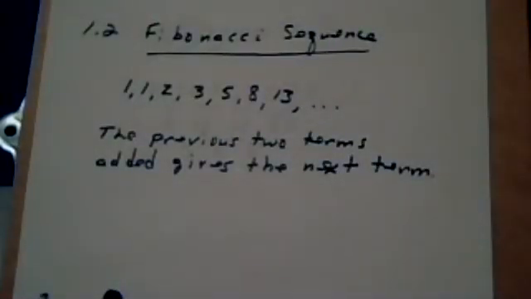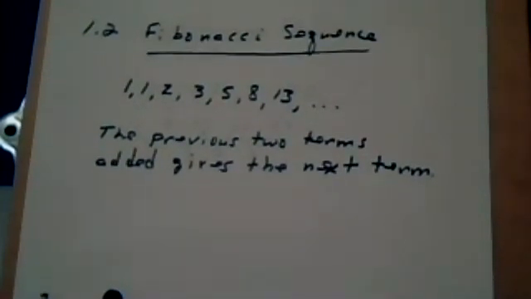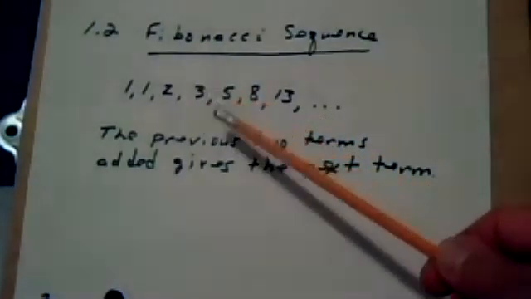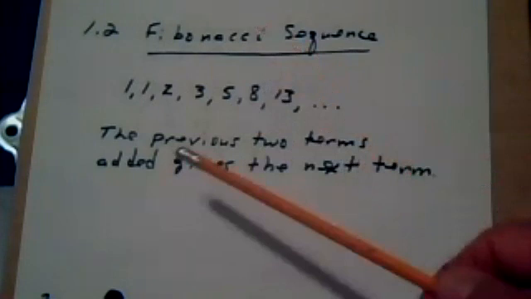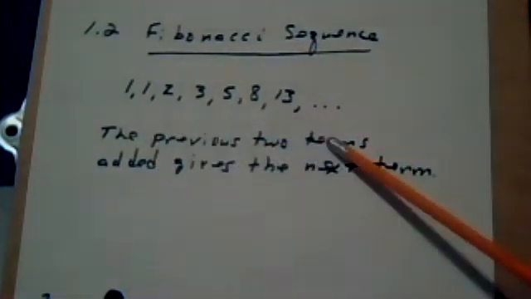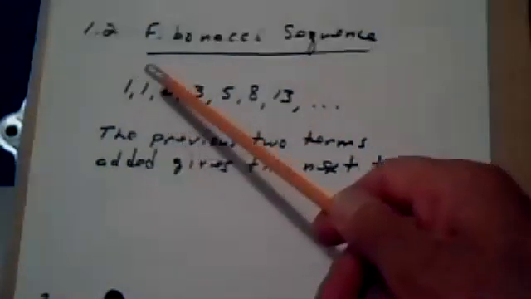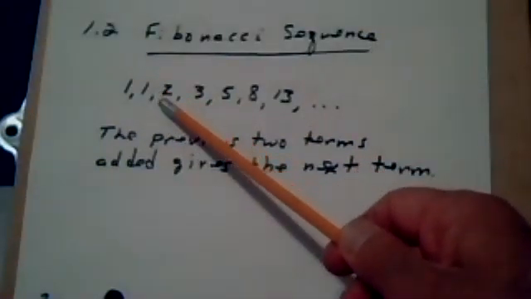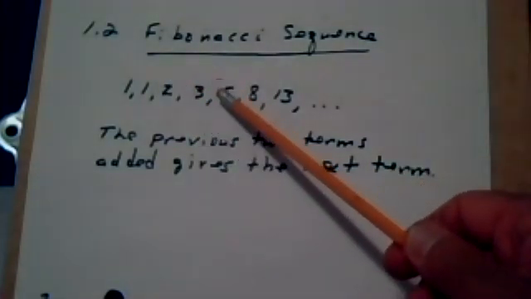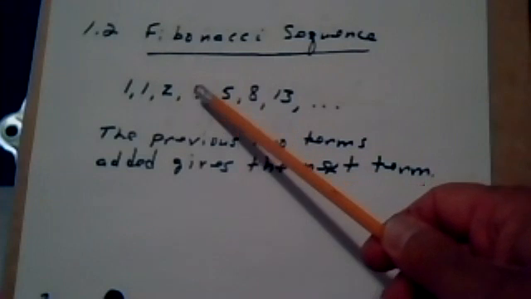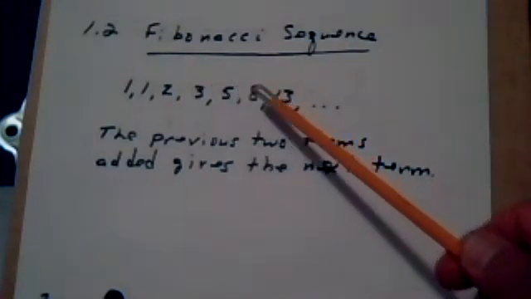This is the most famous sequence, the Fibonacci sequence. And it's special because to come up with the terms, you add the previous two terms. The previous two terms added gives the next term. 1 plus 1 is 2. 1 plus 2 is 3. 2 plus 3 is 5. 3 plus 5 is 8. 5 plus 8 is 13. And you continue.